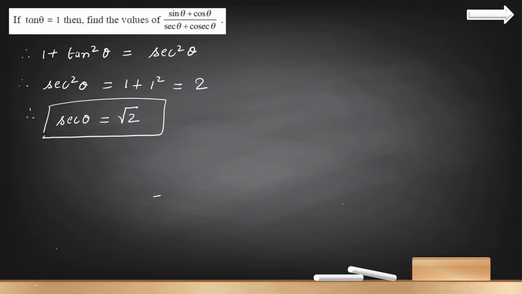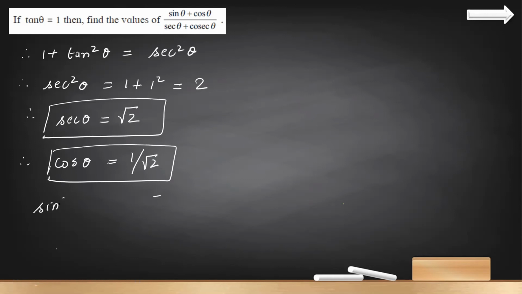So this is sec theta. I also want cos theta, right? So cos theta will be reciprocal of sec theta. So cos theta will be 1 upon root 2. Quite easy. Now using cos, can I not find out sine? So we know that sine square theta is equal to 1 minus cos square theta. So this is equal to 1 minus cos square. So it will be 1 by 2. 1 minus 1 by 2 is equal to again 1 by 2.